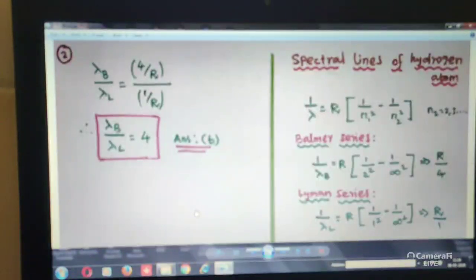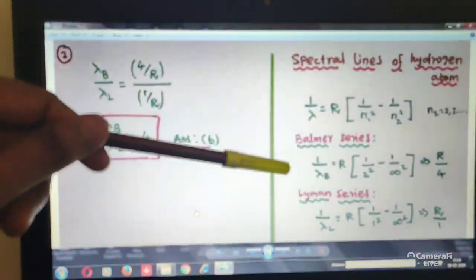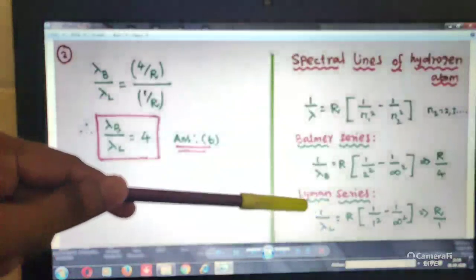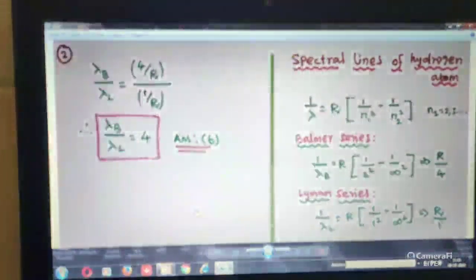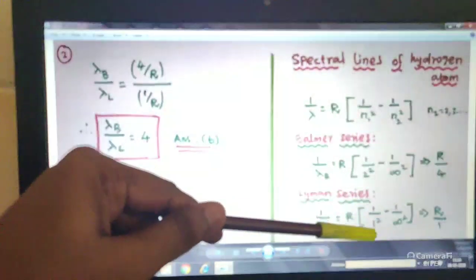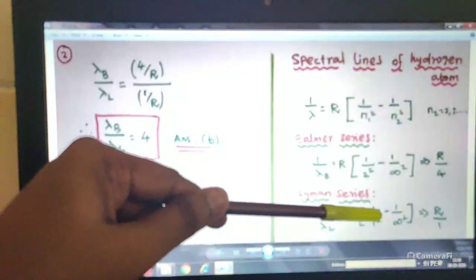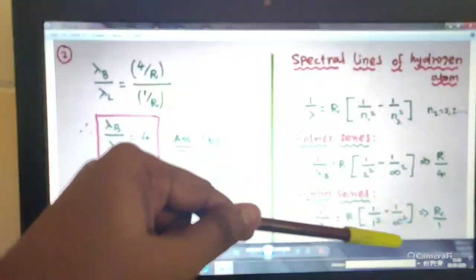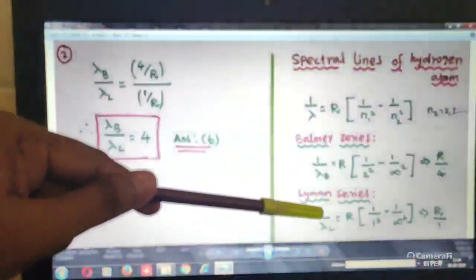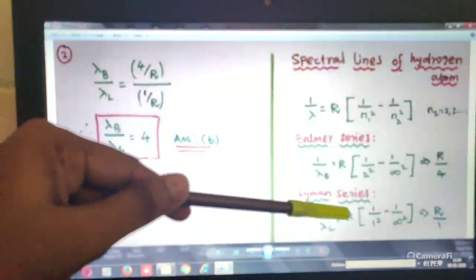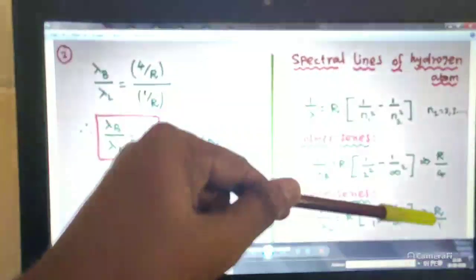Like that, next one, the Lyman series: 1 by lambda L is equal to R into (1 divided by 1 squared minus 1 by infinite squared), as last line is also mentioned here. Anything divided by infinite is 0, so 1 by lambda L is equal to R by 1, or R.